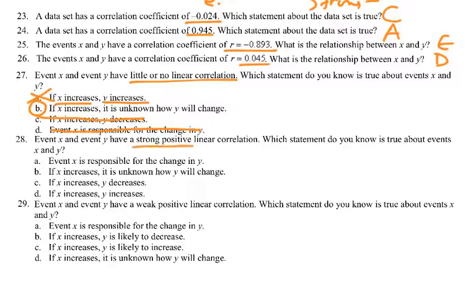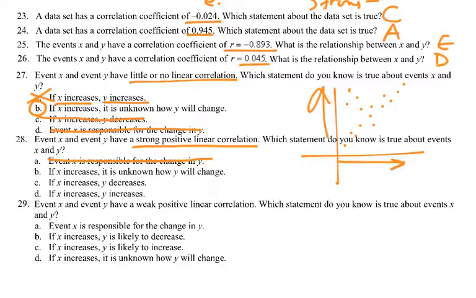Okay, now if we have a strong positive linear correlation, is event X responsible for change in Y? That's causation. We can't ever say causation based off these graphs. We will know, because it's strong positive, that if X increases, Y is going to increase. Because a strong positive would look something like this. So as X gets bigger, Y gets bigger. If it was a strong negative, like this, then it would be C. But it's not, so it's got to be D. If X increases, Y increases because of that.